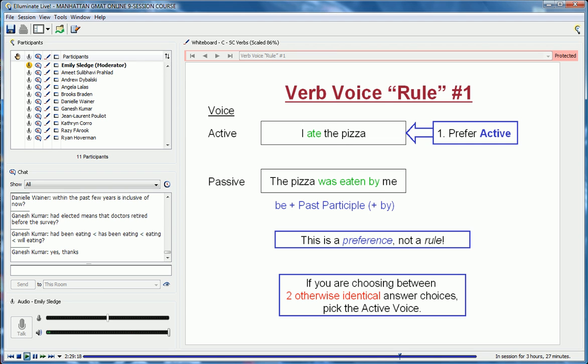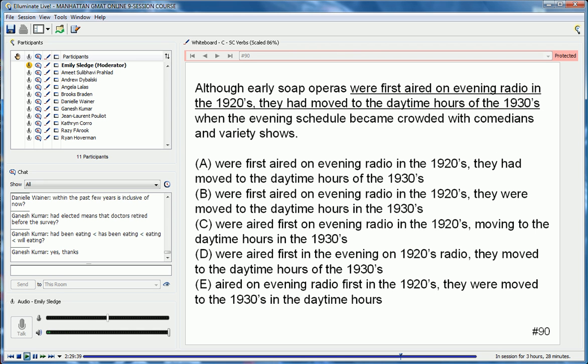So the GMAT prefers the shorter way, but passive voice exists for a reason. So we're about to see what those reasons are. That said, if you can't justify the passive voice and the answer choices are identical other than this, pick the active voice. Let's look at this example. I'll give you a minute 15.